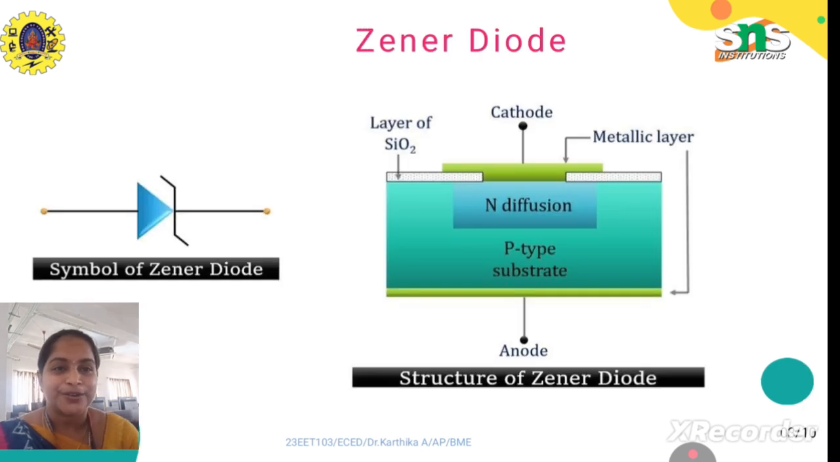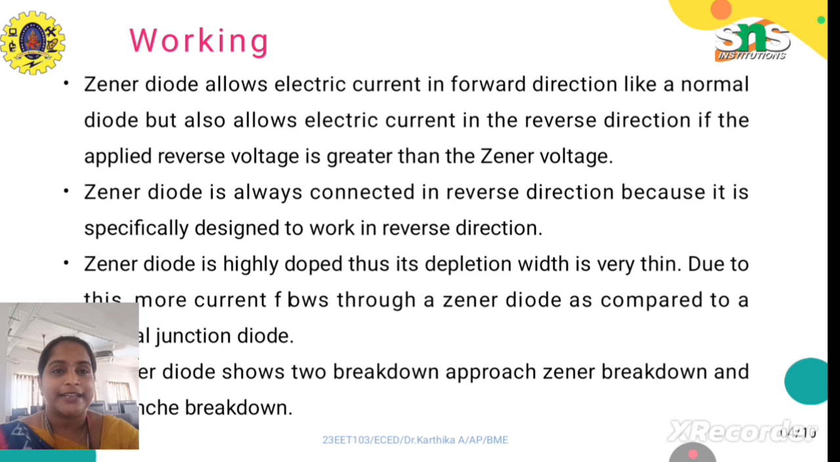Here we have the symbol of the Zener diode. In the structure of the Zener diode we have anode, cathode, a P type substrate and N diffusion, and on the top we have a layer of SiO2 and a metallic layer. See the symbol difference. The Zener diode is prominently designed for reverse biasing.